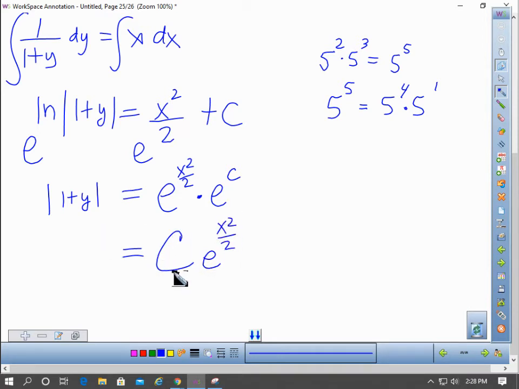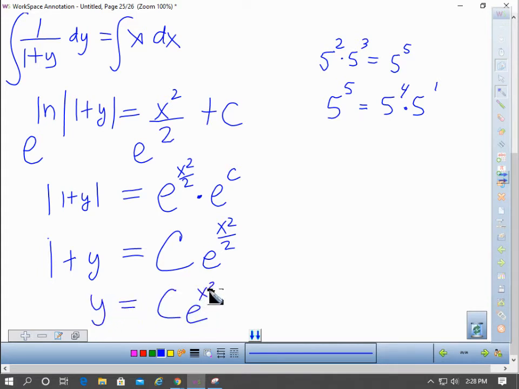So now that I've got this big C right here, it can take on whether it's positive or negative. So now I can take these bars off. So 1 plus y, and then I can move the 1 over. So this would be my final answer, minus 1. So C times e to the x squared over 2 minus 1. All right, so this C can be positive or negative, so that's why I'm able to take those bars off.